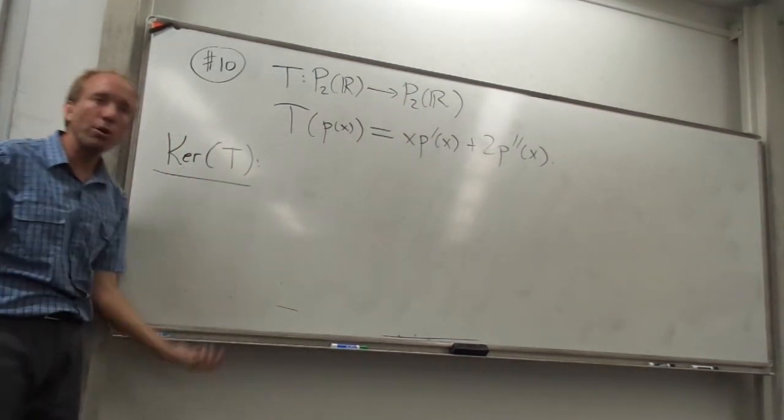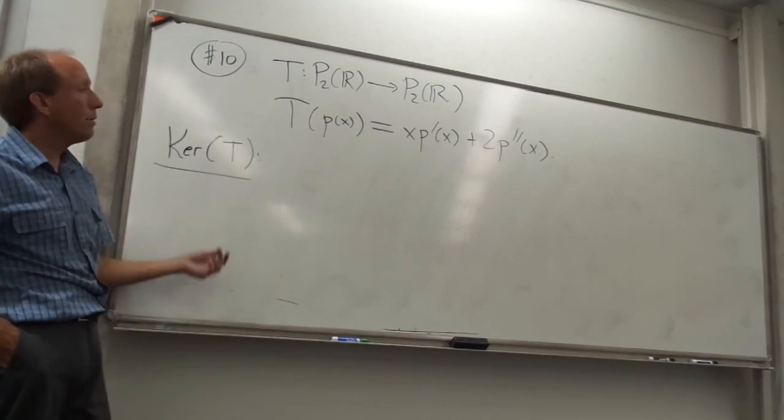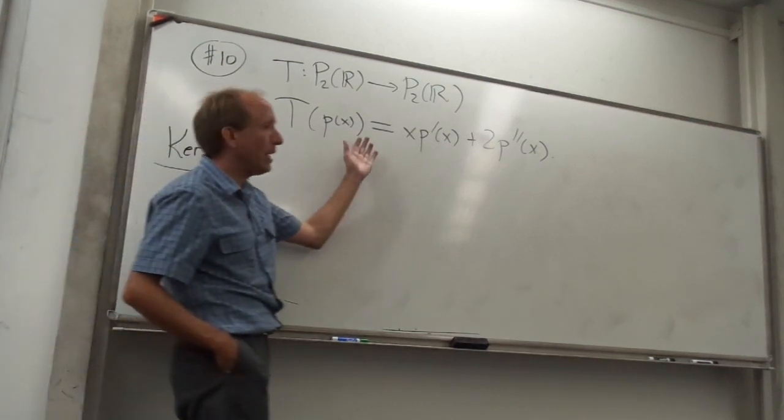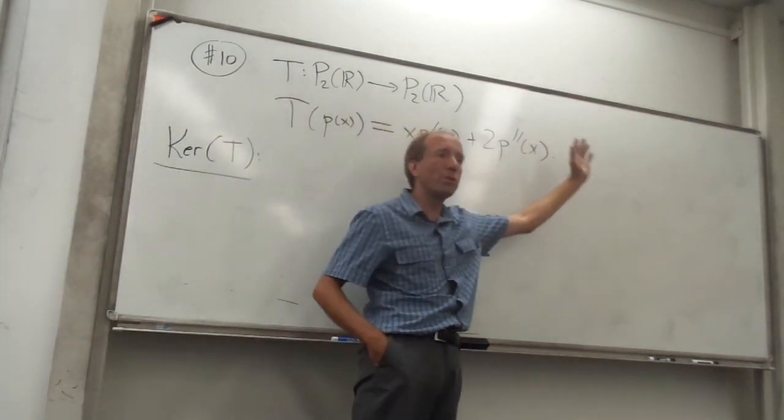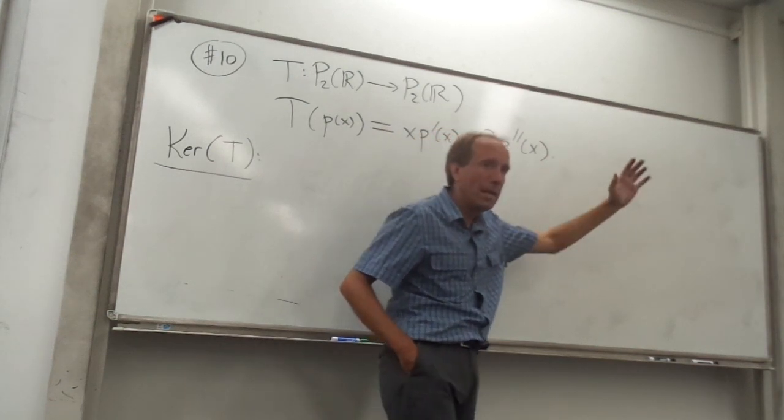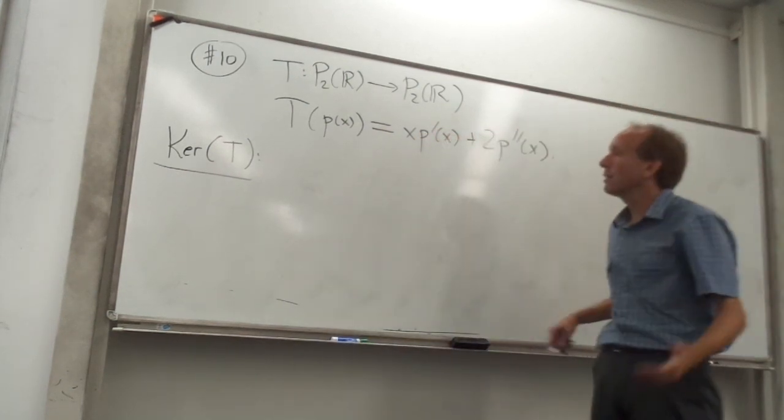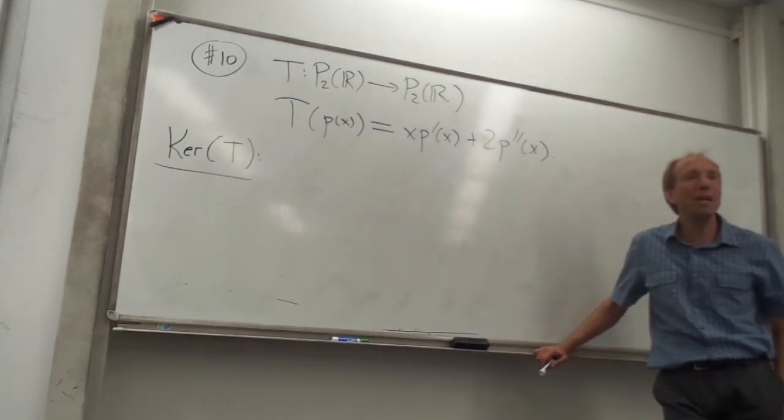All right, let's start with the kernel part. Now, when we do the kernel part, what we're doing is we're taking the transformation and we're setting it equal to 0, and then we're trying to solve for the P of x. How are we going to do that here?